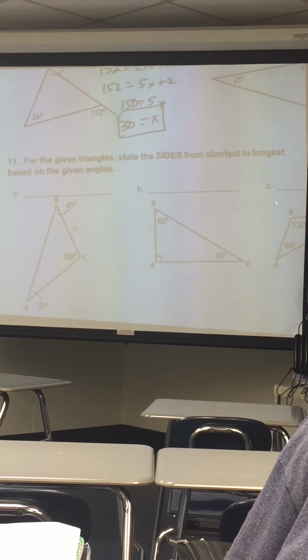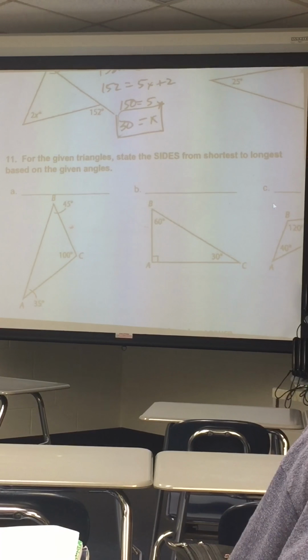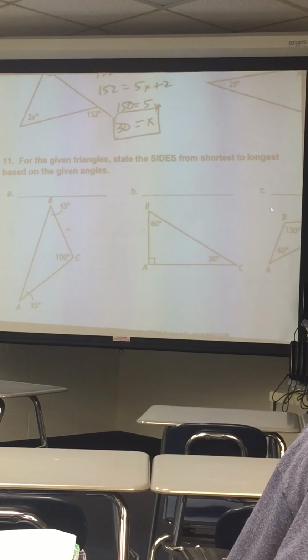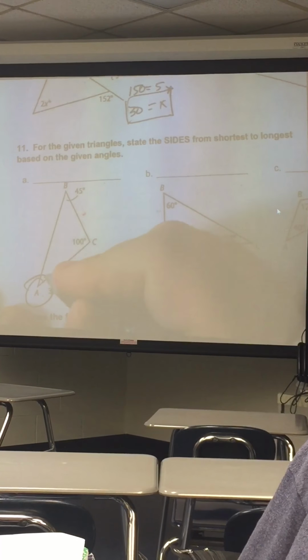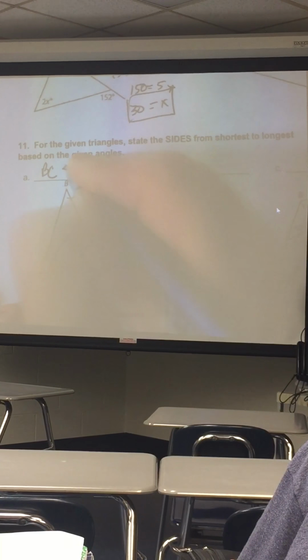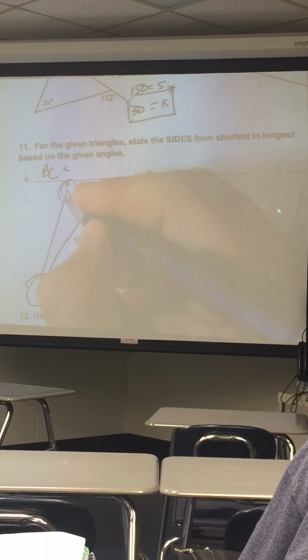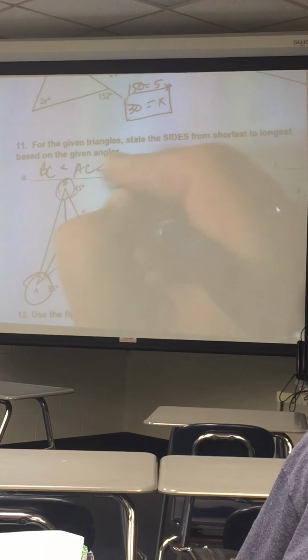Number 11. For the given triangle, state the sides. How do we state the sides with segments from shortest to longest based on the given angles? Well, if this is the smallest angle, the side opposite is the shortest side. So BC is the smallest side. If this is the next smallest angle, the side opposite would be AC, and the last one would be AB.